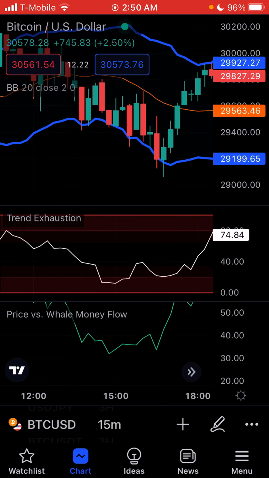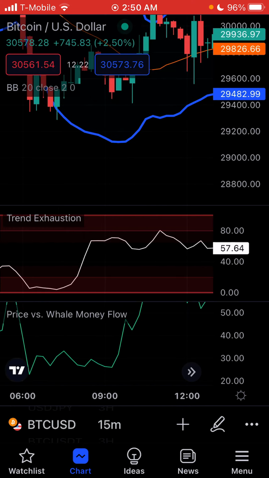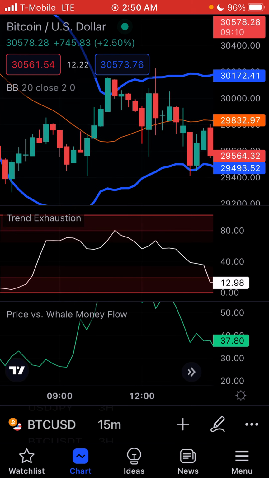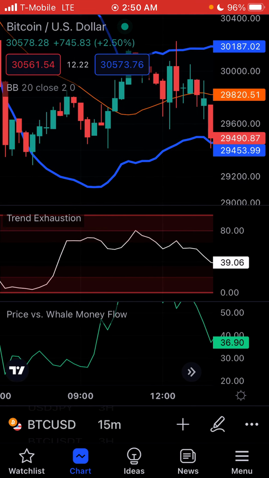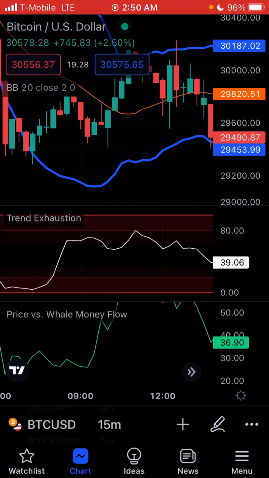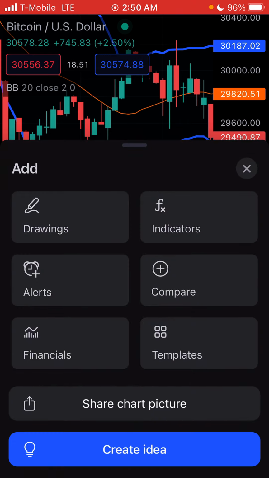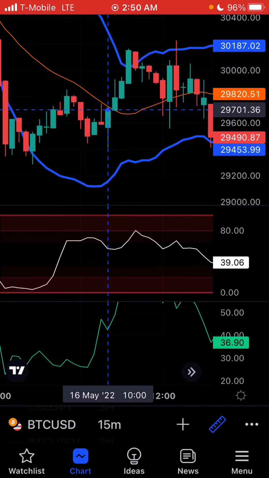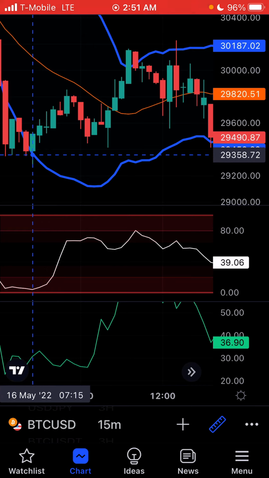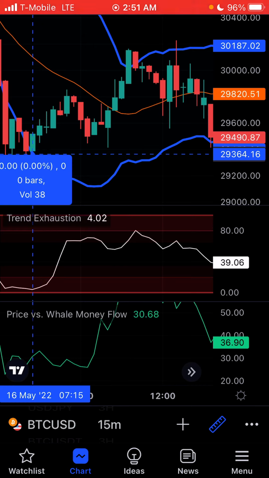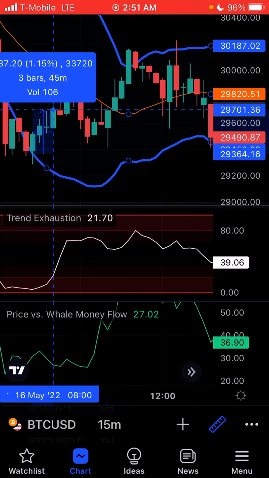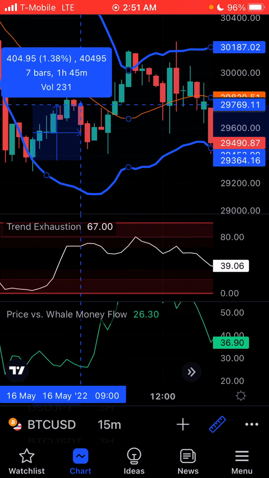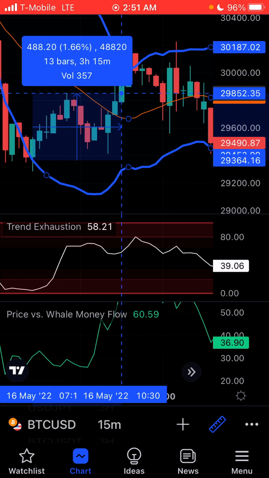Now let's just see if this happens one more time. Here we go, right here. I would get in right here because the candle touches the bottom of the Bollinger Band. And if I got in, I stayed there till up here, close to the top.